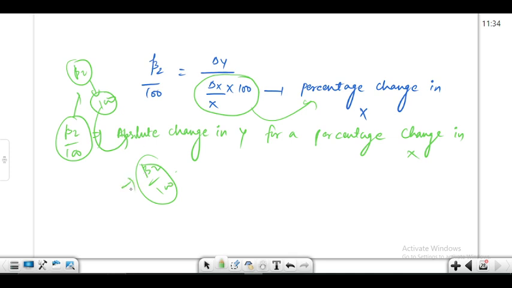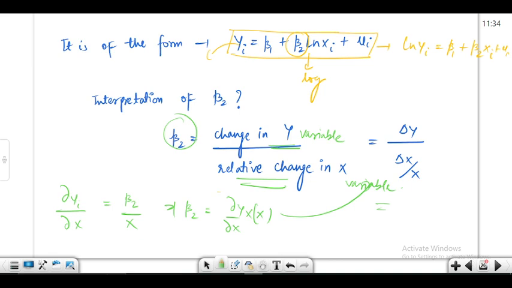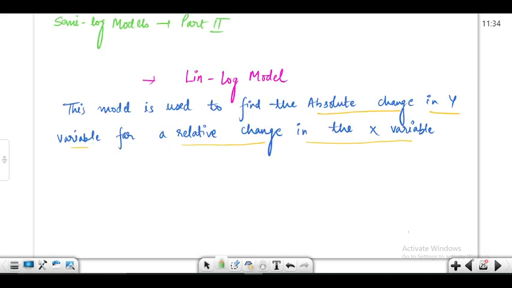I hope this model was clear. Try to see the video multiple times if there's any problem. I'm really sure that you'll be able to understand, because it's not that difficult. And try to see the previous video also on the log-lin model. The videos are in two parts, part 1 and part 2. Try to see both the videos.